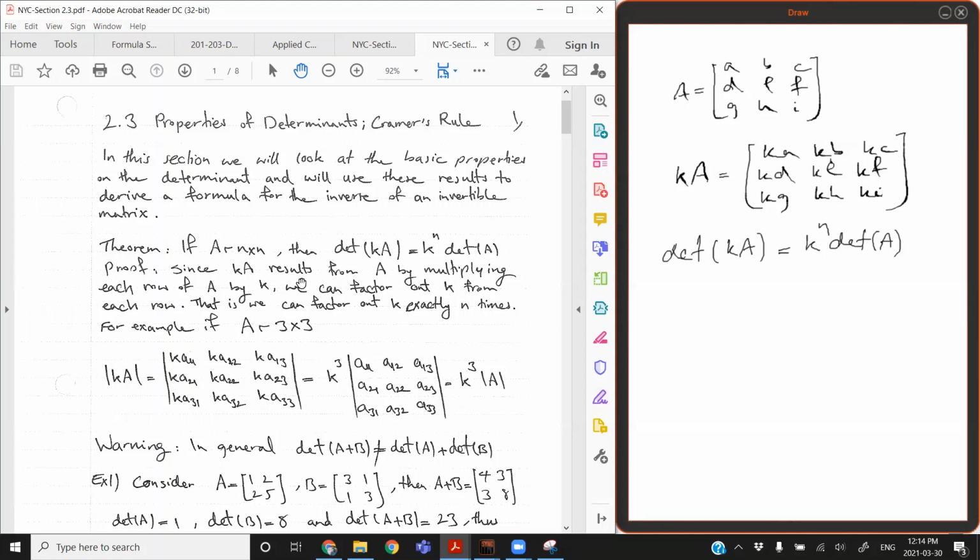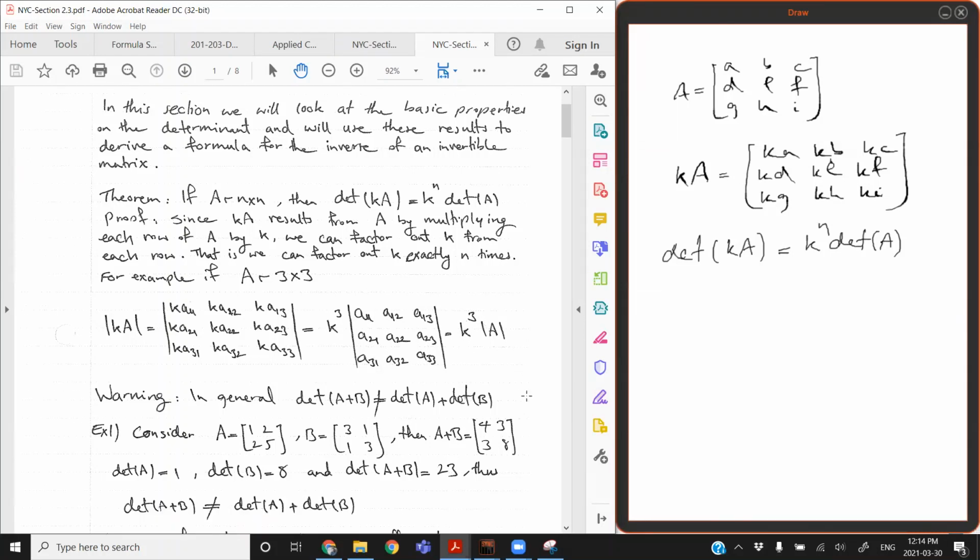So since kA results from A by multiplying each row of A by k, we can factor out k from each row. That is, we can factor out k exactly n times. So here, if you have kA and A is this matrix here, you factor out k 3 times, so it's going to be k to the power of 3 determinant of A. You're good?